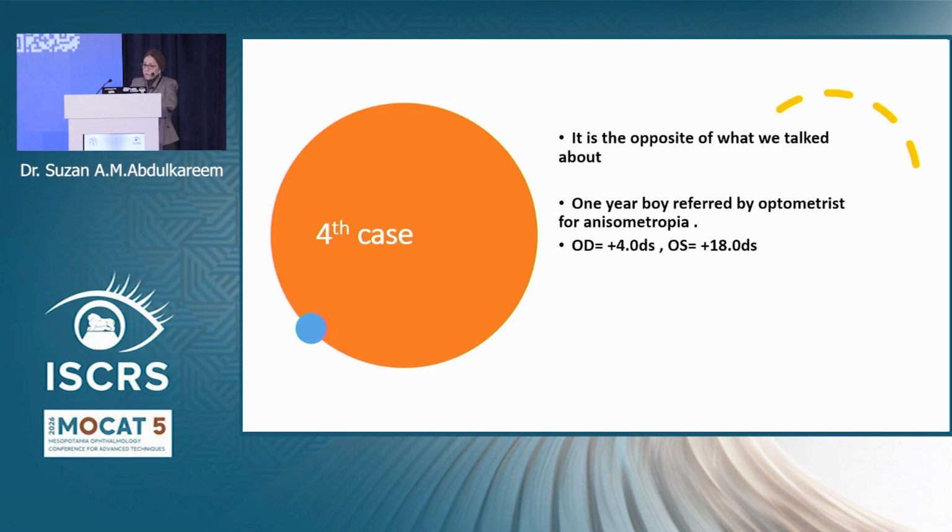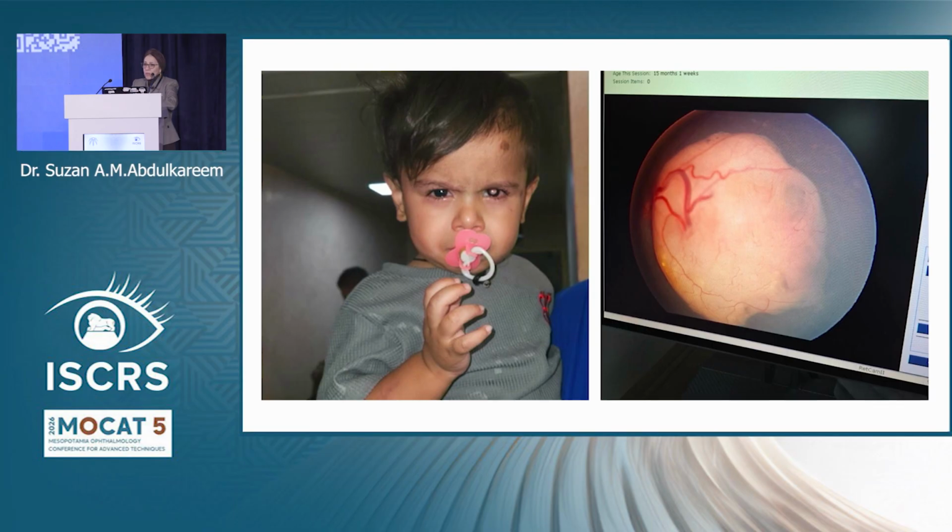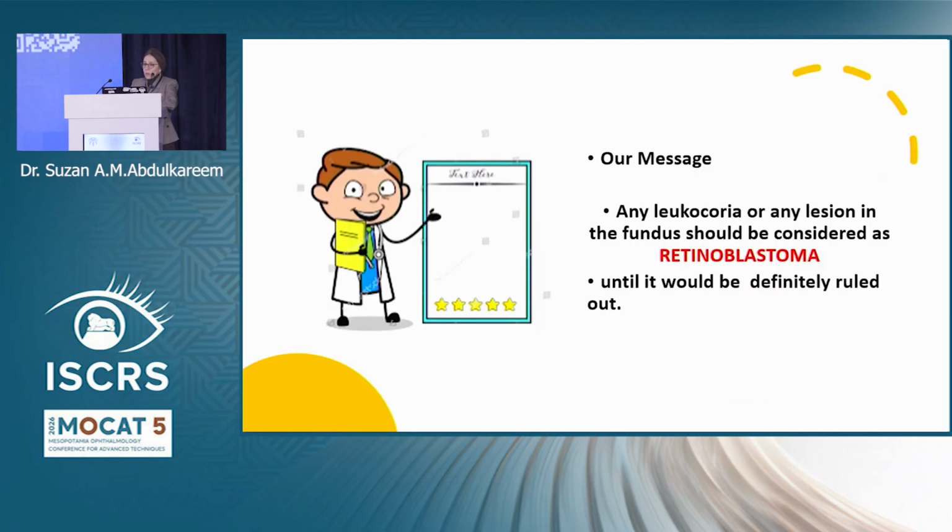But from the first look at the child, you can see that he has a leukocoria, and his fundus shows a huge retinoblastoma. So our message to all: leukocoria and fundus lesion should be approached as a case of retinoblastoma till we definitely rule it out.